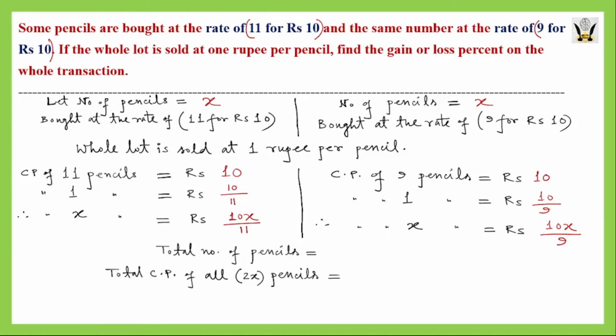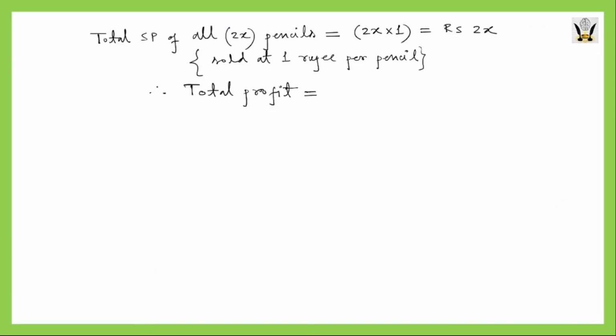Now when they are sold, the total number of pencils will be how much? It will be X in the first lot, and in the second lot again the same number of pencils, so it will be 2x total pencils, and they are sold at 1 rupee per pencil. So if 2x is the total number of pencils, multiplied by the price of 1 per pencil, the total selling price of all the pencils will be 2x rupees. Now we have to find the total profit.